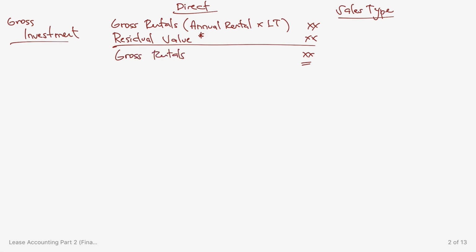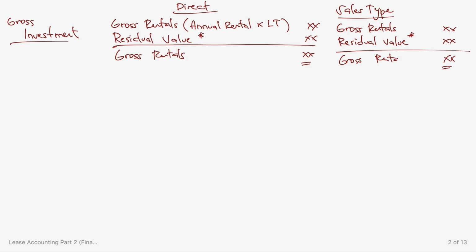Okay? So, kapag in-add mo yung dalawang yan, see to it na ito na po yung tinatawag natin na gross investment. Okay? Then under the sales type lease, same thing, no? Gross investment will just be equal to the gross rentals plus the residual value. So pareho lang sila, no? Okay? Pareho lang din na yung residual value may asterisk kasi may special concept akong i-discuss dyan na kailangan nating matandaan. Malinaw ba?